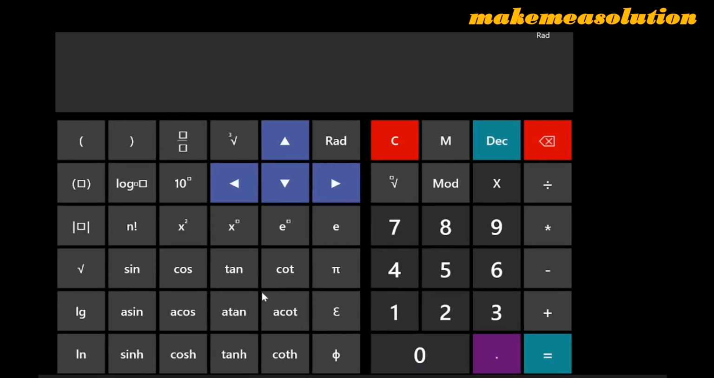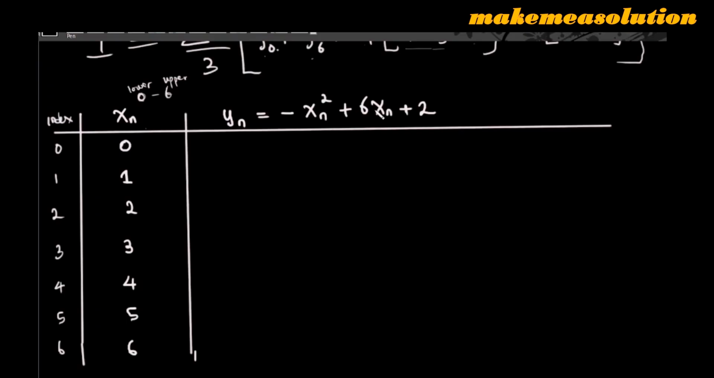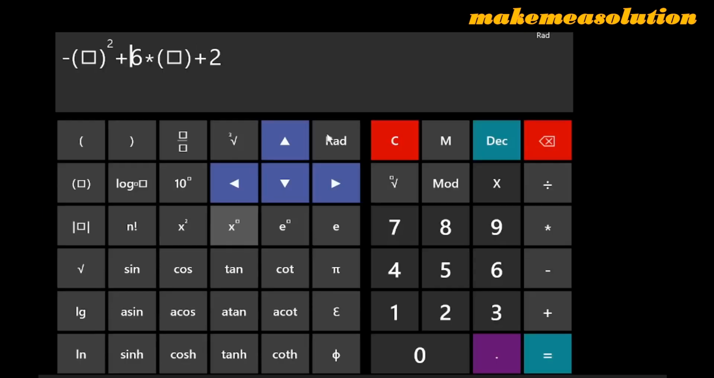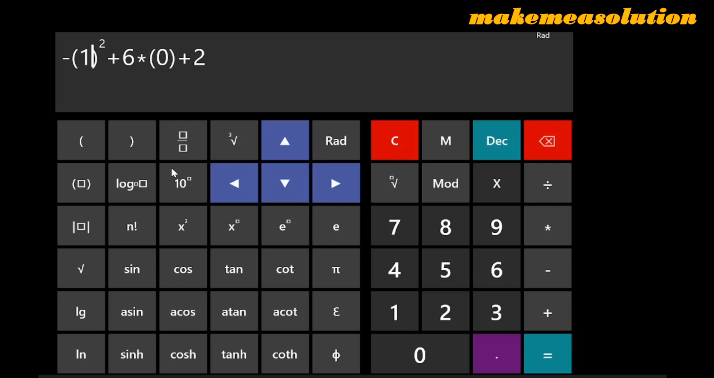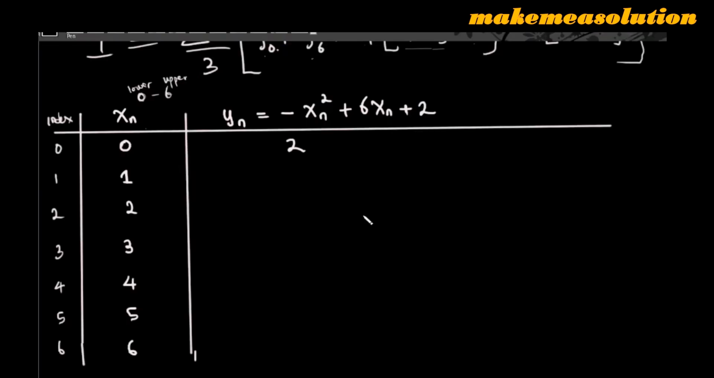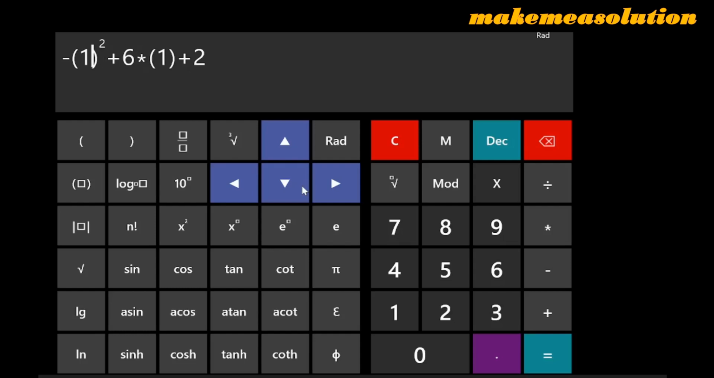So this is what I mean. In my scientific calculator, I'm going to say minus x squared, minus something squared, plus 6 times something, then plus 2. That's minus x squared plus 6x plus 2. So let's start with when that something is 0. When that something is 0, we'll have 2. Is that okay? So when x is 0, our ordinate is 2.